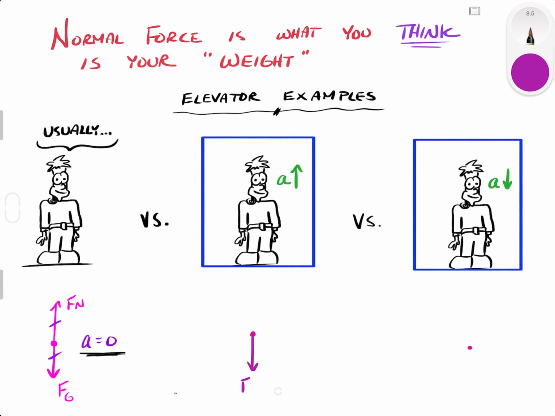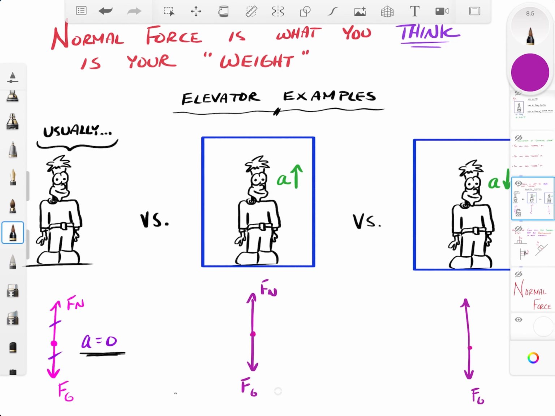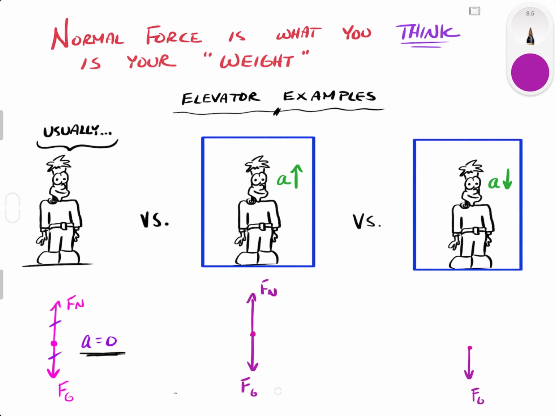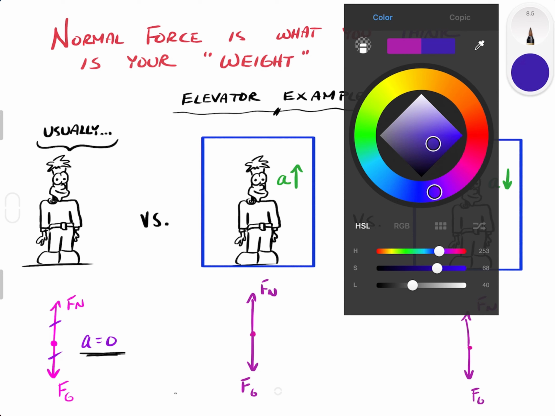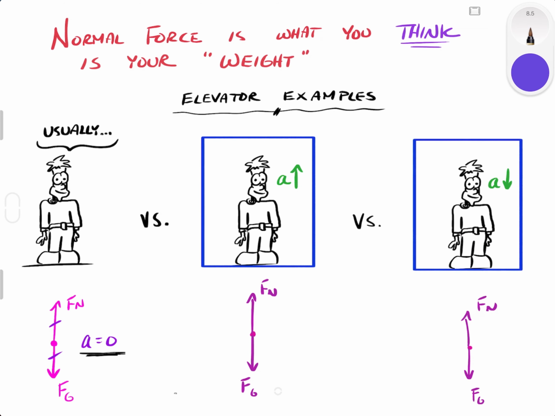You still have gravity acting downwards, and you still have your normal force from the bottom of that elevator acting upwards. Same thing in the third case where you're accelerating downward. You still have gravity acting downwards, and you've got your normal force, maybe not drawn that large. You have the normal force acting upwards. The difference here comes from the acceleration.